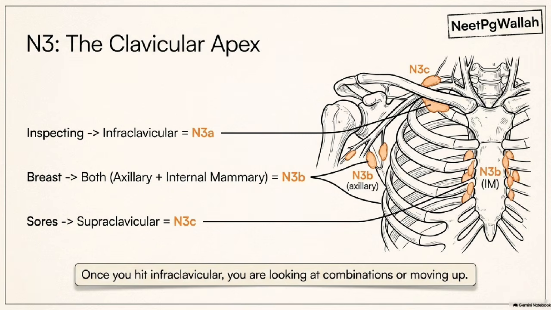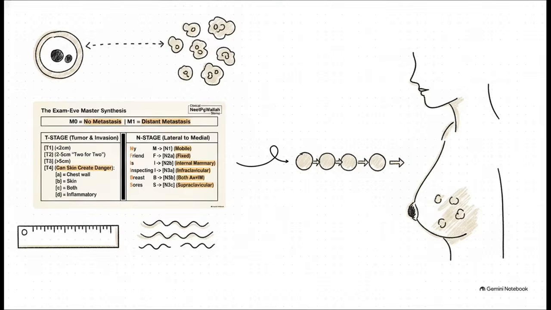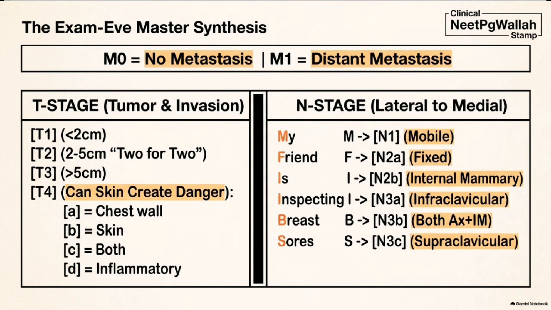Finally, we conclude the N staging by mapping the inspecting breast sores portion. This hits the anatomical danger zone at the clavicular apex, or the collarbone area. This is the whole N3 category. Inspecting points to the infraclavicular nodes just below the collarbone, N3A. Breast means we have both the axillary and internal mammary nodes involved simultaneously, N3B. And sores takes us to the absolute highest point, the supraclavicular nodes above the collarbone, N3C. As the rule states at the bottom, once you hit infraclavicular, you're looking at combinations or moving up the collarbone area.